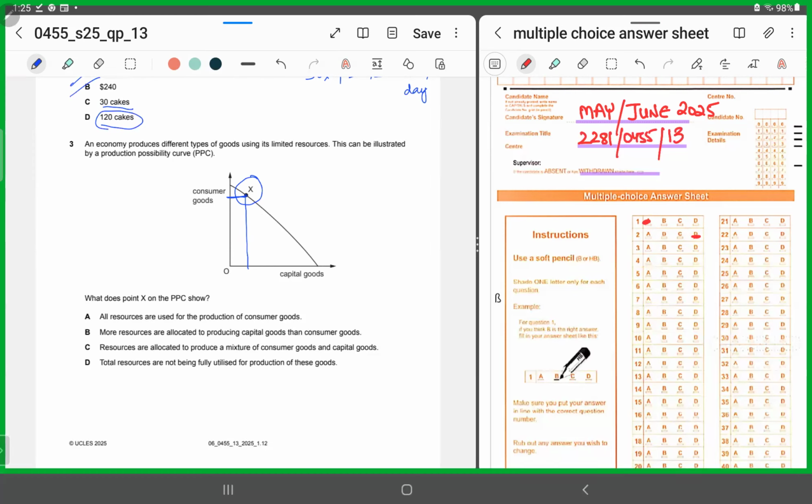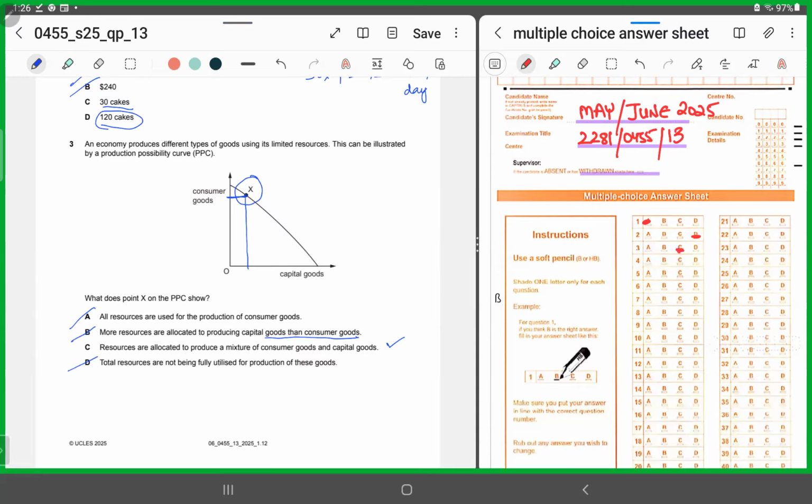Now let's look at the options. A says all resources are used for the production of consumer goods. No, it's producing a combination. B says more resources are allocated towards producing capital goods rather than consumer goods. No, it's inclined towards producing more consumer goods. So again, it's incorrect. C says resources are allocated to produce a mixture of consumer goods and capital goods. Yes, that's correct. And D says total resources are not being fully utilized for production of these goods. That's incorrect because the resources are utilized. That is why it's on the PPC. So for 3, it has to be C.